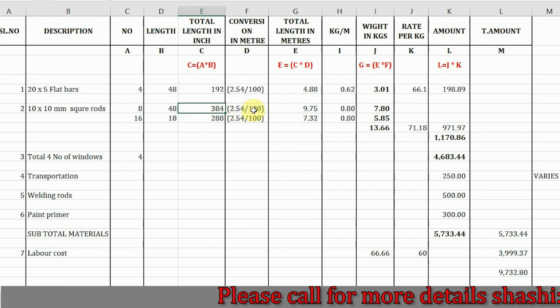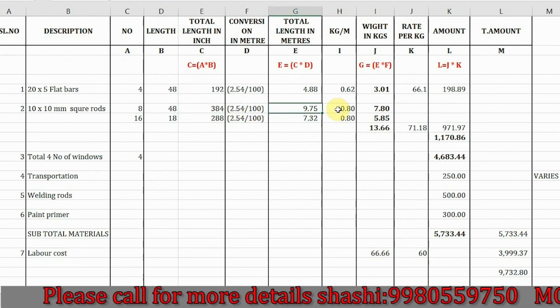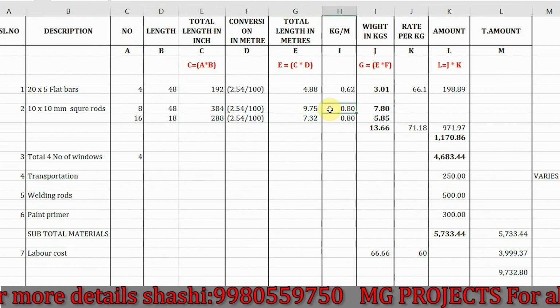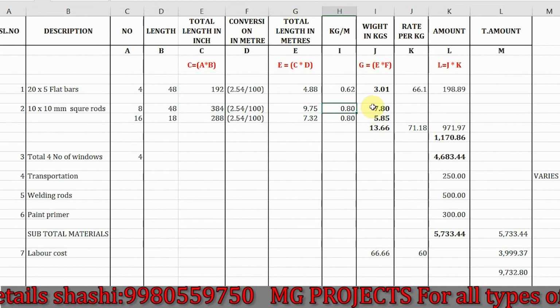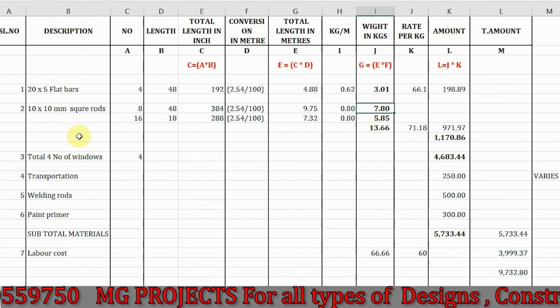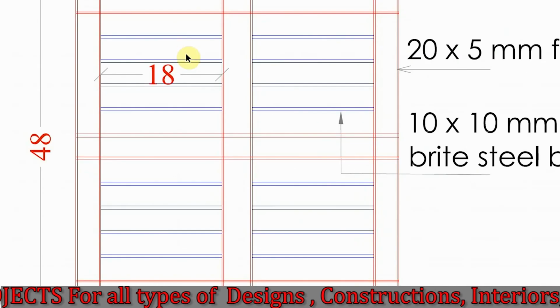This we have to convert into meters. Now I will get the total number of meters, and we have to calculate the kgs in terms of meters. So total 7.8 kgs came. And the second one and the last one, my design, the blue one, is left.